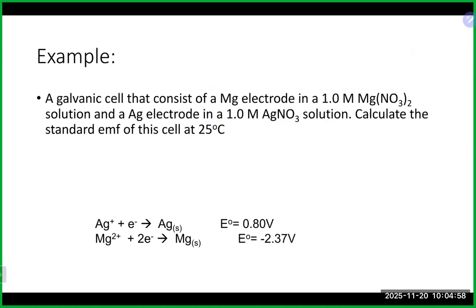All right. Then let's do this one here. A galvanic cell consists of magnesium in a 1 molar magnesium nitrate solution and a silver electrode in a 1 molar silver nitrate solution. What is the standard EMF of the cell here? Again, that's basically your cell voltage is what it's looking for. These are some of the values you would find in an SRP table.